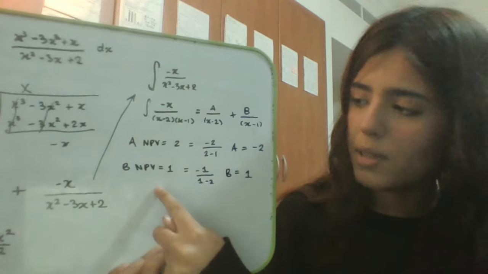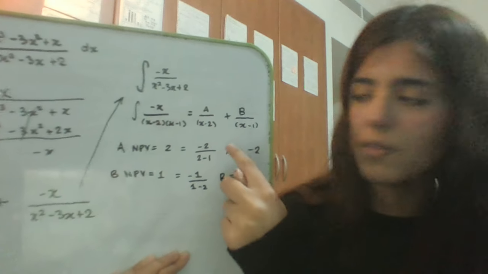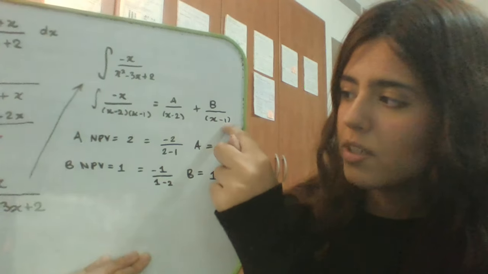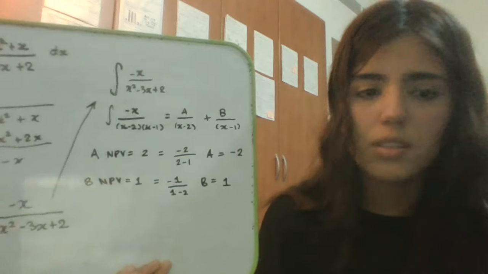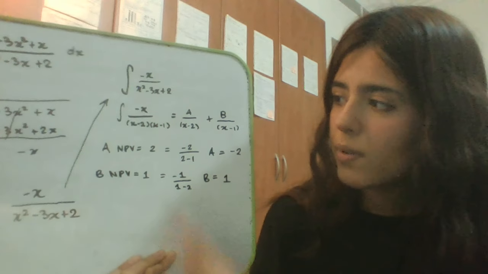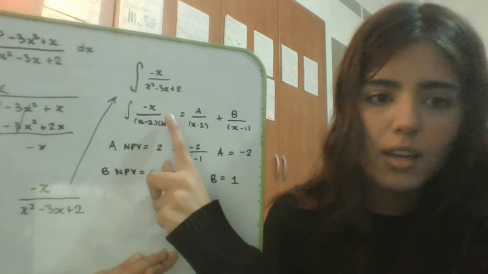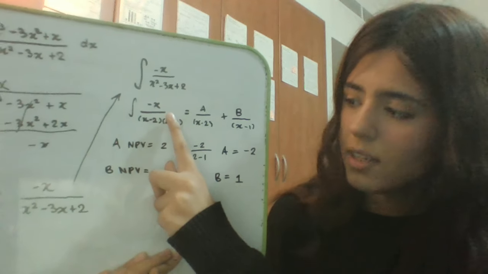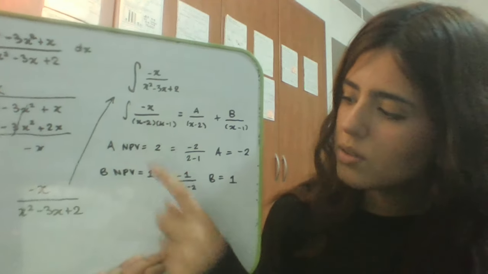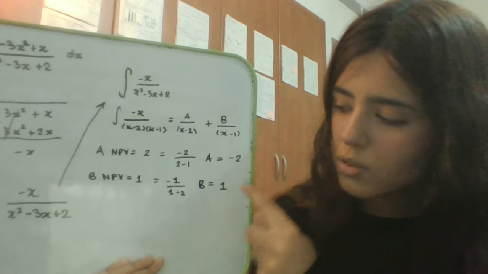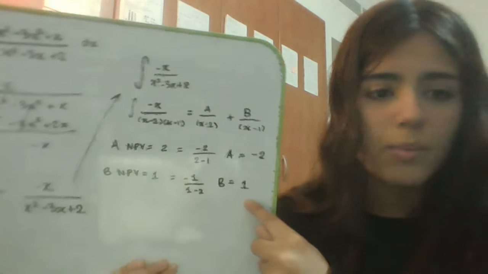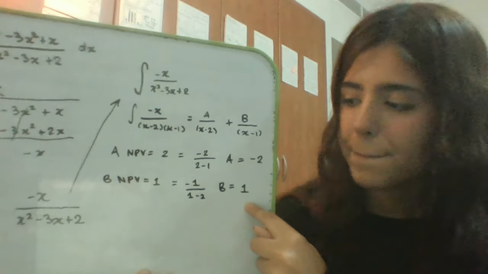Did the same for the b. The non-permissible value for this equation is 1, because if you plug in 1, it turns undefined, making the whole equation undefined. So we covered up the x minus 1 term, and we plugged in 1 into the x values. So we got negative 1 over 1 minus 2, which equals positive 1. So our b value is positive 1.